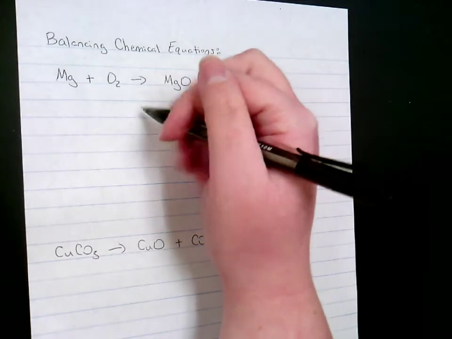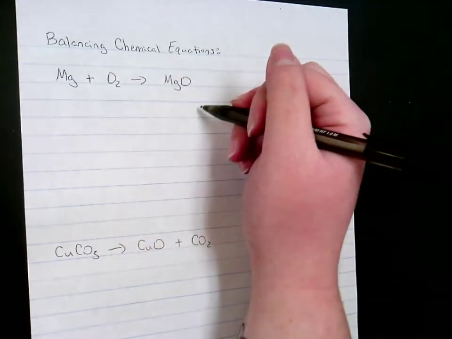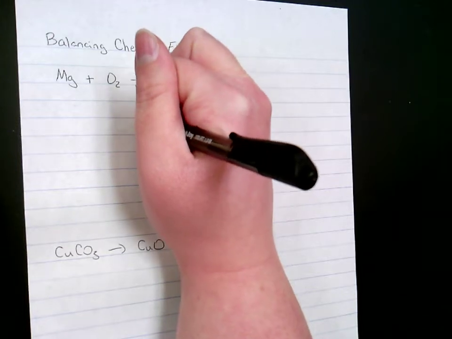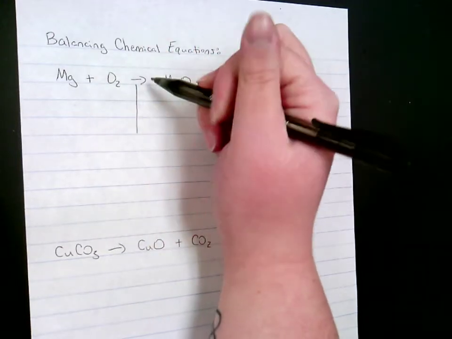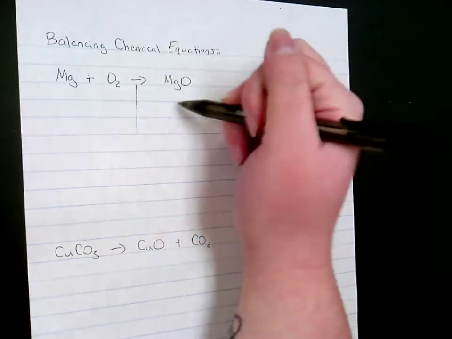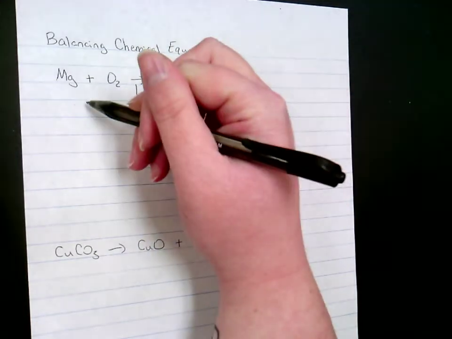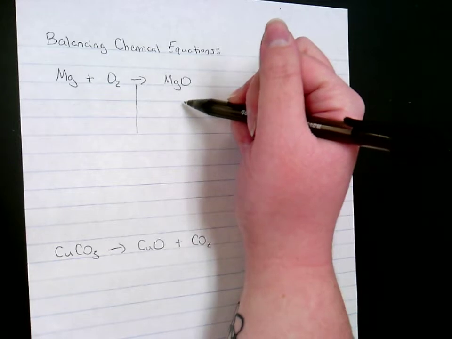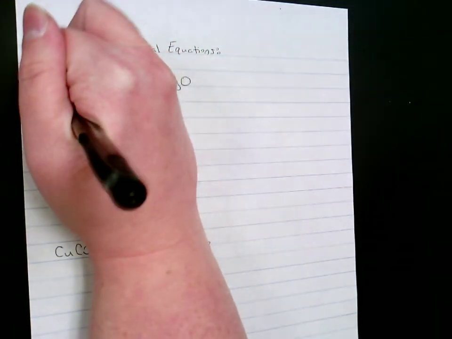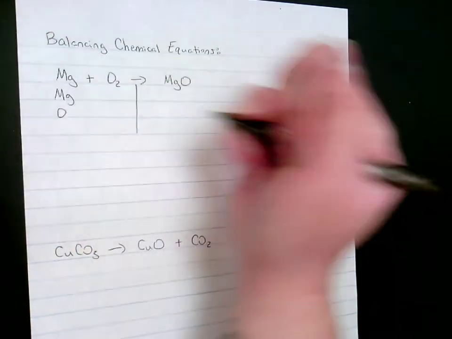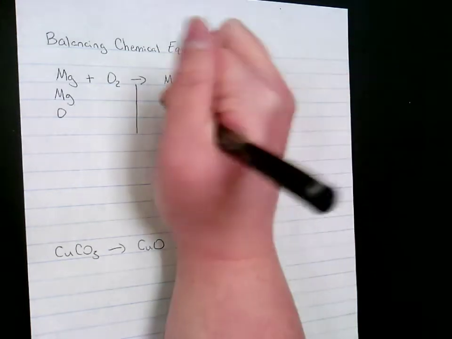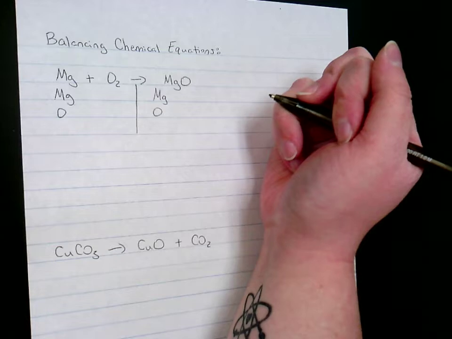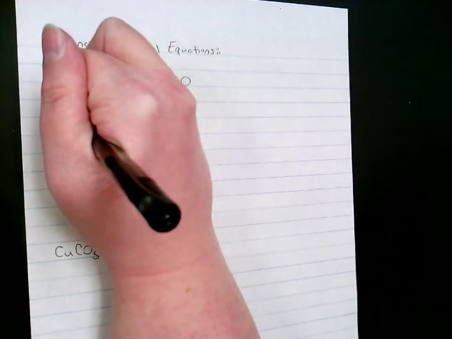Because I am looking at reactants versus products, what I do first is draw a line directly under the arrow, because that separates out visually the reactant side from the product side. And then I make a list of everything that I have. On the reactant side, I have magnesium and I have oxygen. And that is also true on the product side. I have magnesium and I have oxygen.